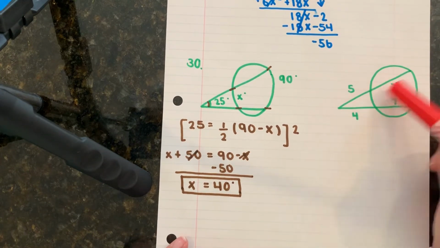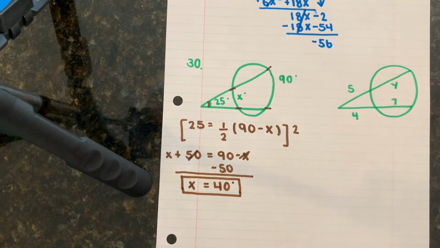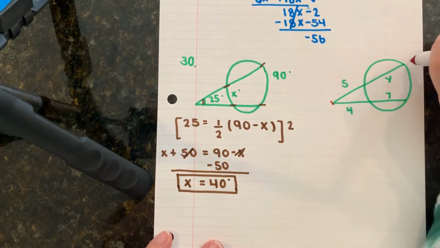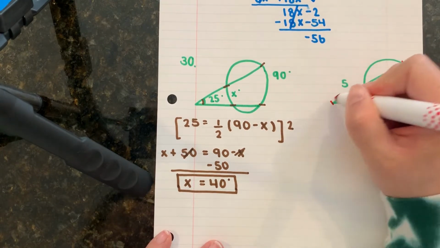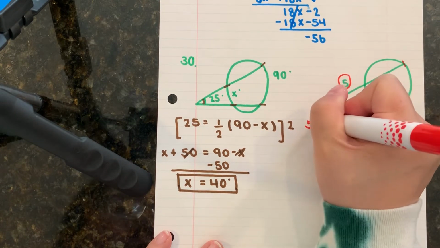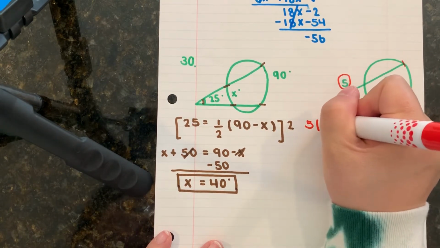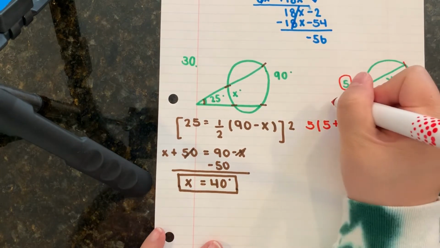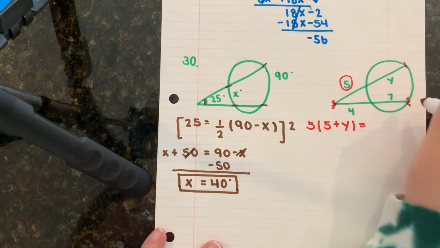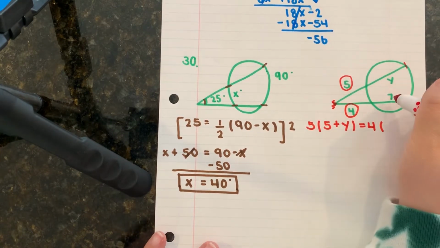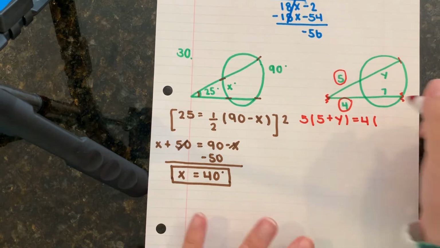Now for this one, it's going to be the outside plus the length of the entire line equals outside times the length of the entire line. So the outside of this top line would be 5, and the length of the entire line would be 5 plus y. Then if I look at my second line here, my outside would be 4, and the length of my entire line will be 7 plus 4, which would be 11.